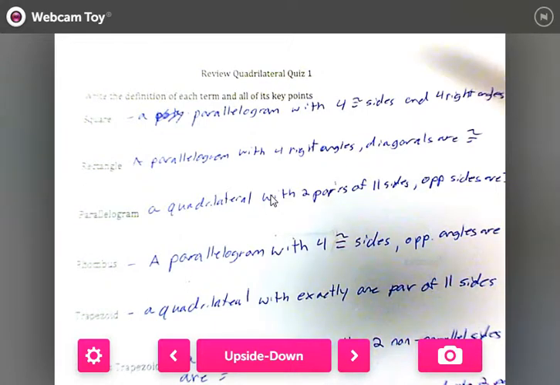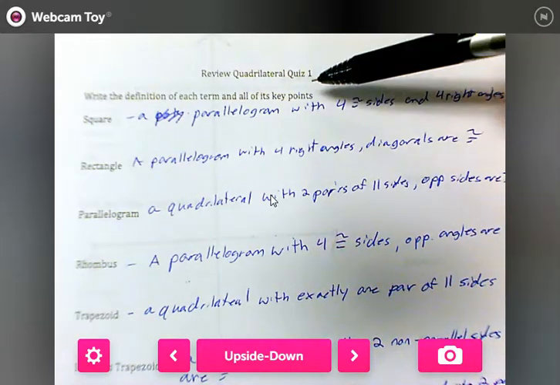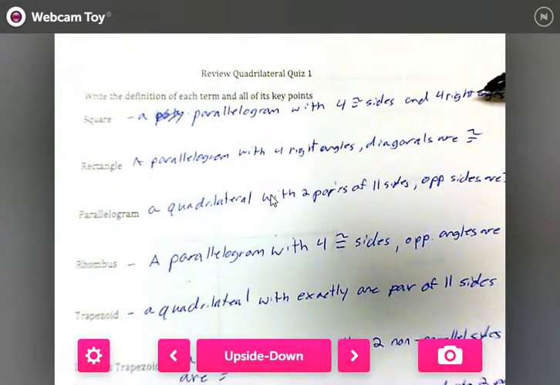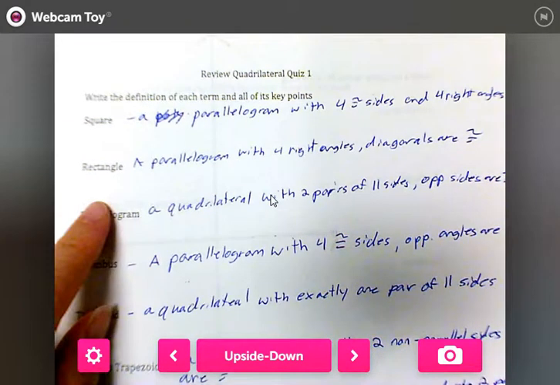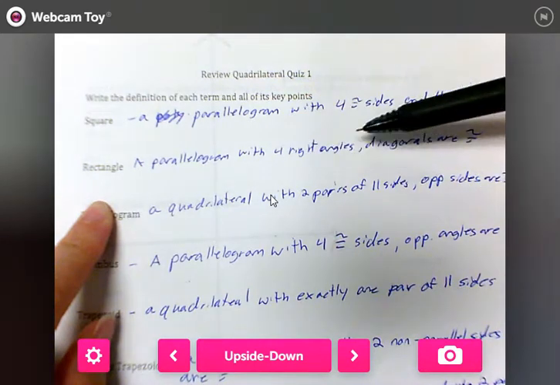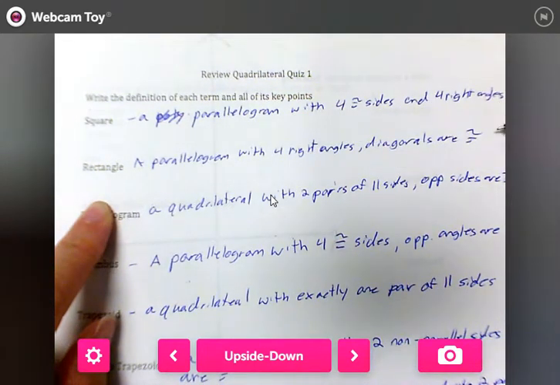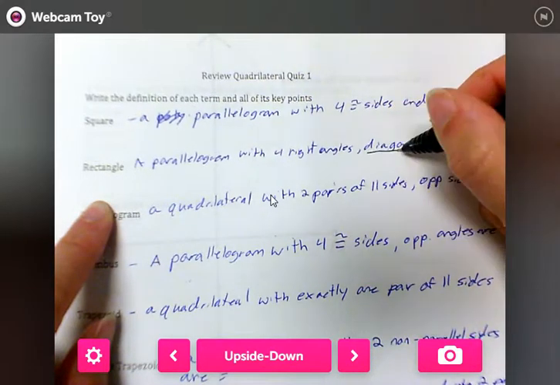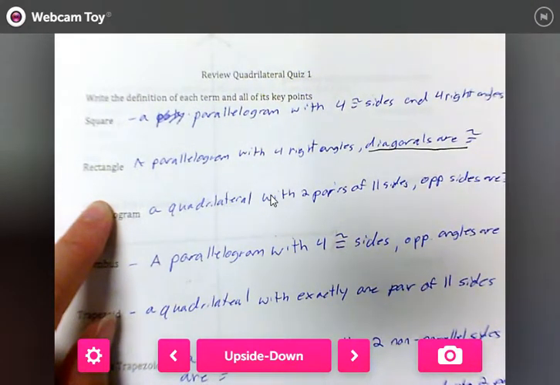All right, a square is a parallelogram with 4 congruent sides and 4 right angles. Has to have all those things. A rectangle is a parallelogram with 4 right angles and diagonals are congruent. The diagonals are congruent. A lot of you missed this part. Put that on there. Diagonals will be congruent.